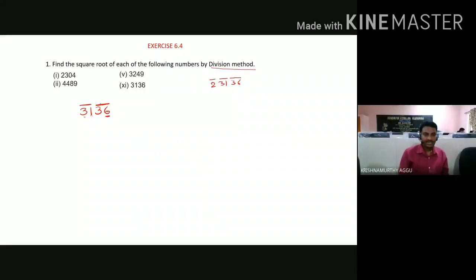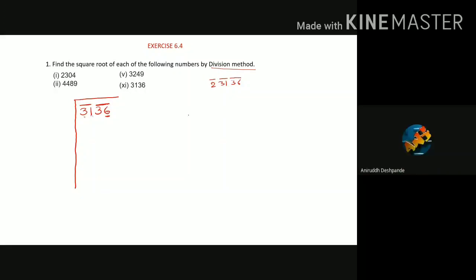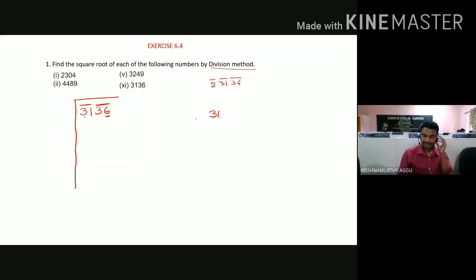Okay. Now this one is clear, I think, how to place the bars over the number. Next, you draw like this. What is the first bar digits? 31. Is 31 a perfect square number? No, sir. It is not a perfect square number.